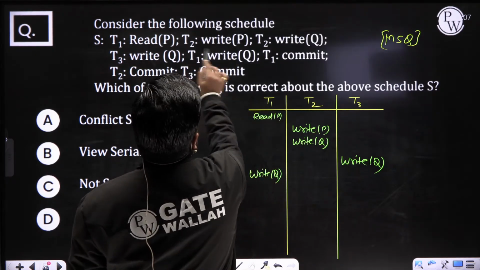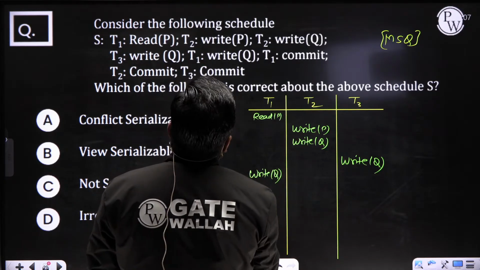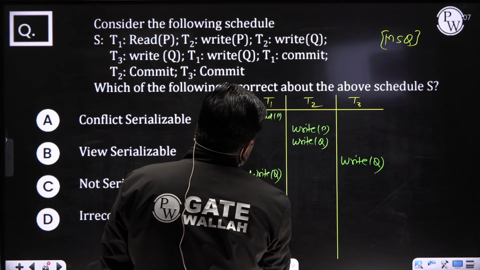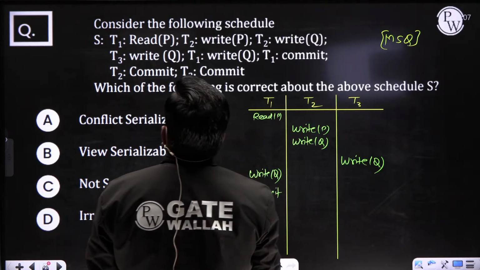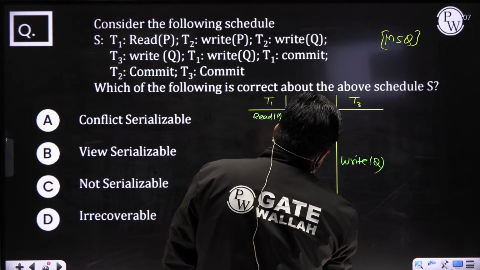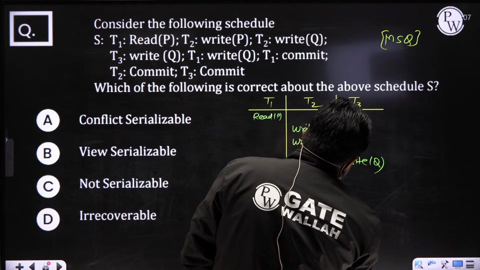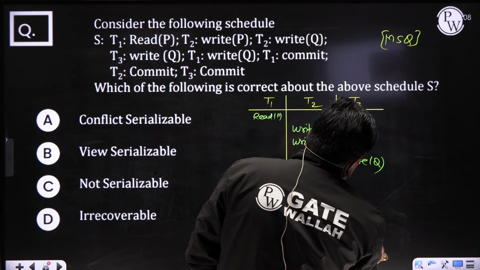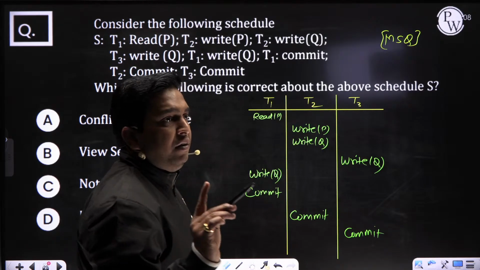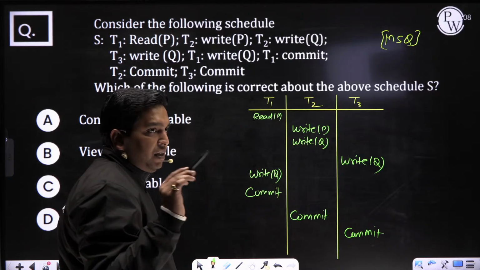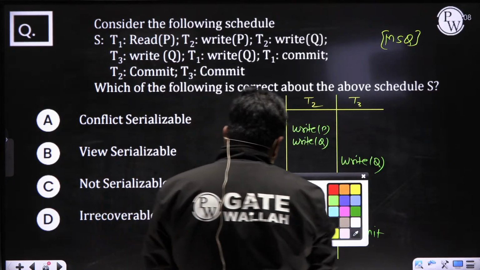1, 2, 3, 4, 5, we have written for 5 operations. Then T1 में commit. After that T2 में commit. After that T3 में commit. Clear everyone? Okay. You are getting wrong, beta.